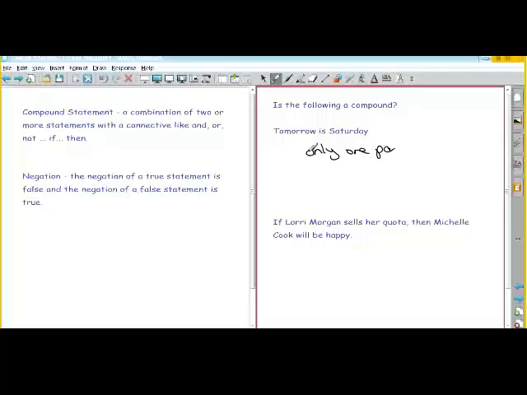So I'll just say only one part, therefore not compound.